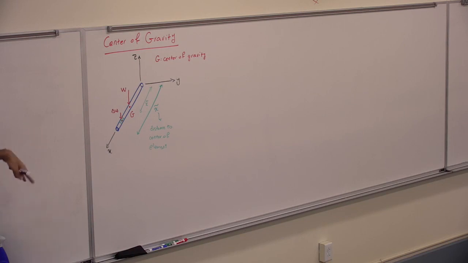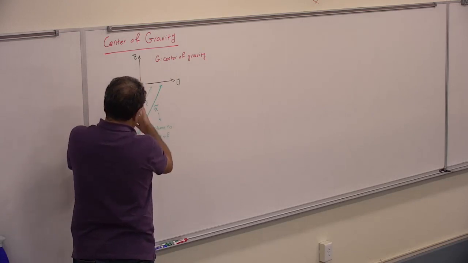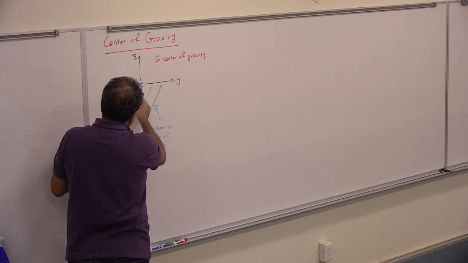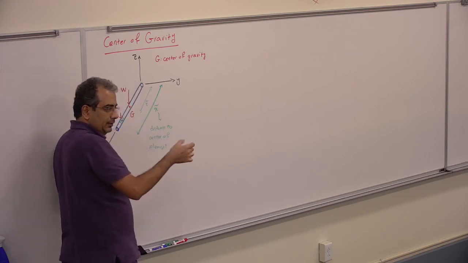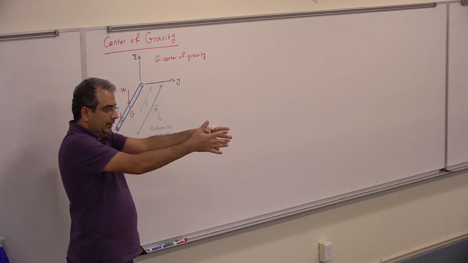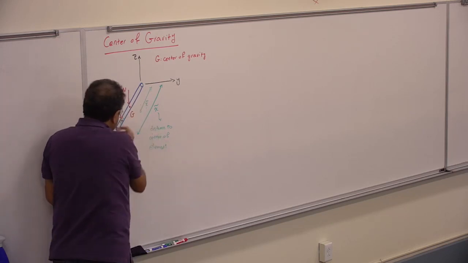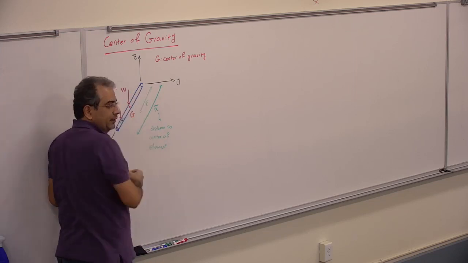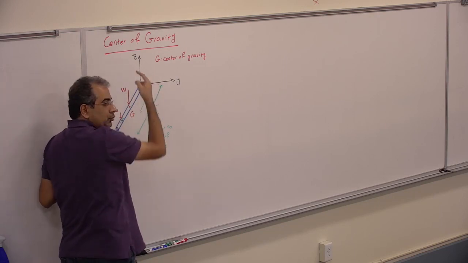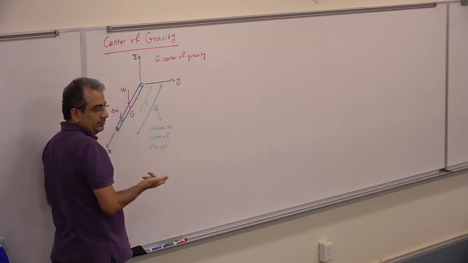So, if I put the entire weight on G, this has the same effect as the small weight of each part at its own center. This is basically what I'm saying here. If I consider the entire weight at the center, they're going to have the same effect. So if this one wants to have the same effect as every small element I have here, it means that if I take a moment of this about the y-axis, it should be equal to the moment of all these small elements about the y-axis. It should have the same effect.